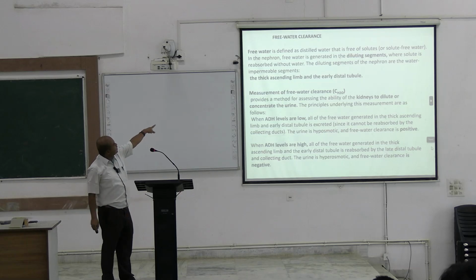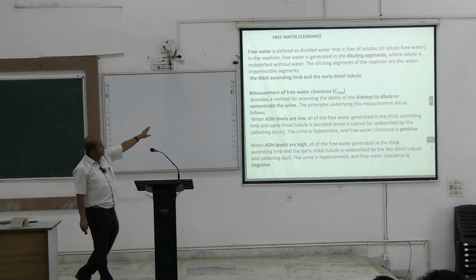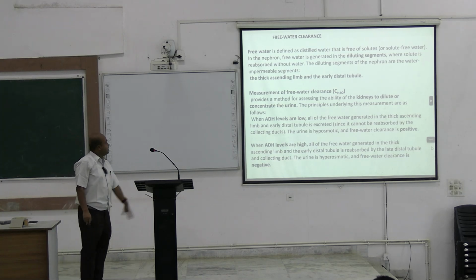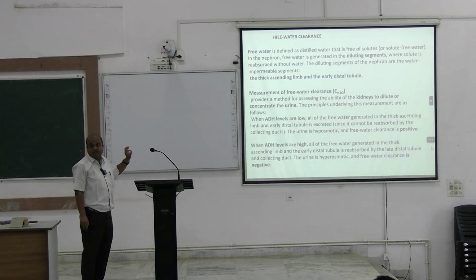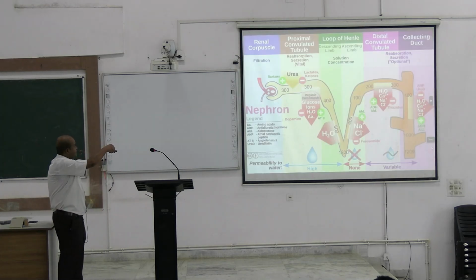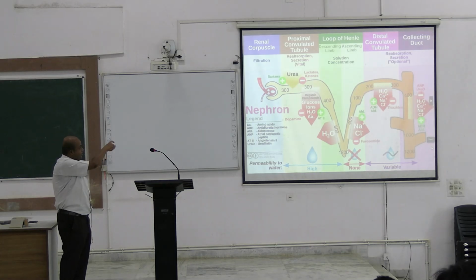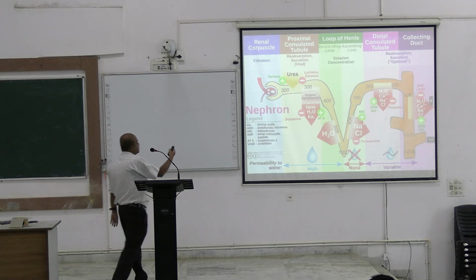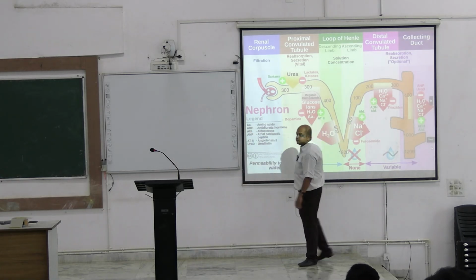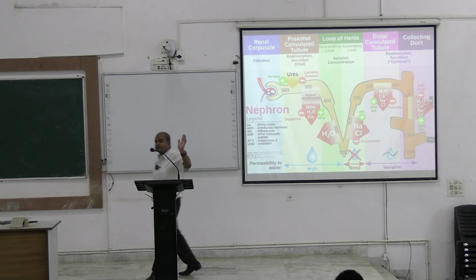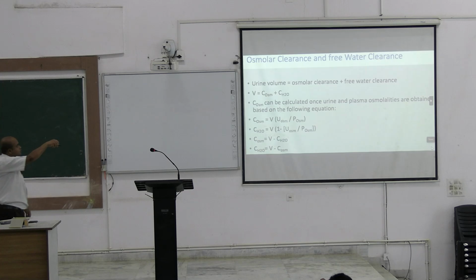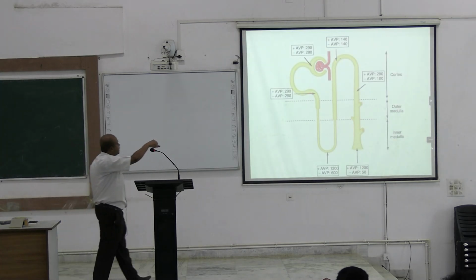The diluting segments of the nephron are the water impermeable segments, the thick ascending limb and the early distal tubule. In the thick ascending limbs, NaCl transport is occurring without water. That's why they are called the diluting segments. As you can see in this one, here it is 100. This part has become dilute, because NaCl has gone out, but water could not be reabsorbed in that part. So that is called the diluting part.